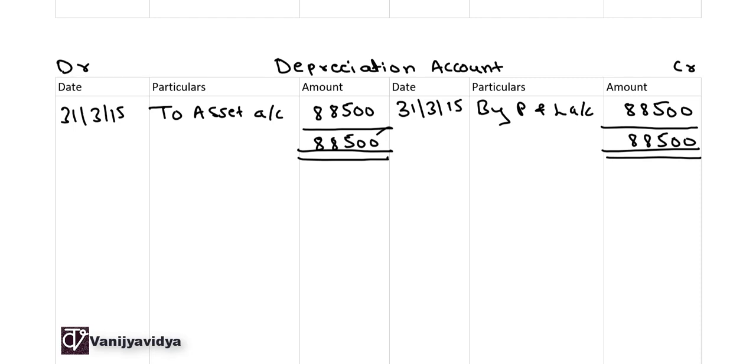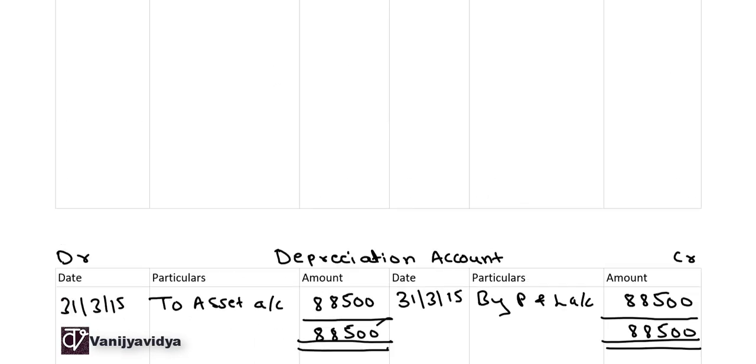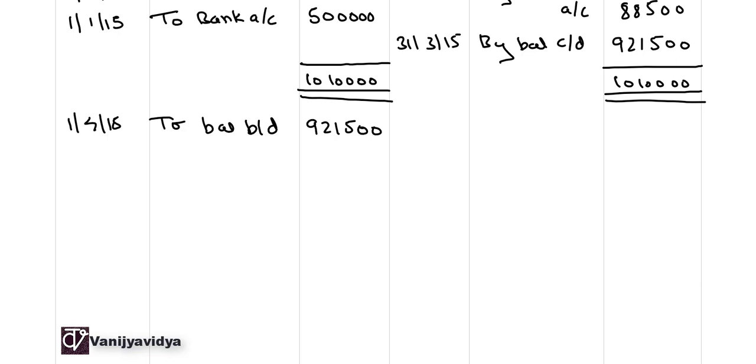So in the depreciation account, on the debit side, 31st March 2016, to asset account, amount is 92,150, and on the credit side of the asset account, March 2016, by depreciation account, 92,150.